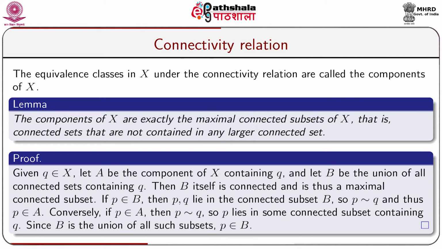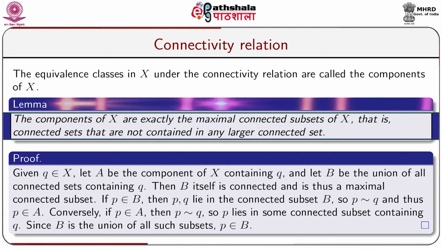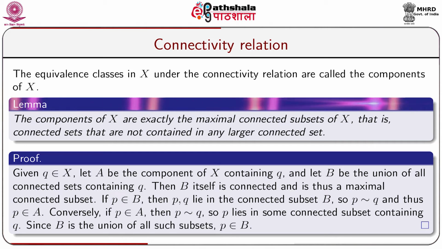The equivalence relation we have discussed here will be called, from now on, the connectivity relation, and the corresponding equivalence classes will be called components. Let us come to the following lemma. For a topological space X, the components are exactly the maximal connected subsets of X, that is, connected sets that are not contained in any larger connected set.